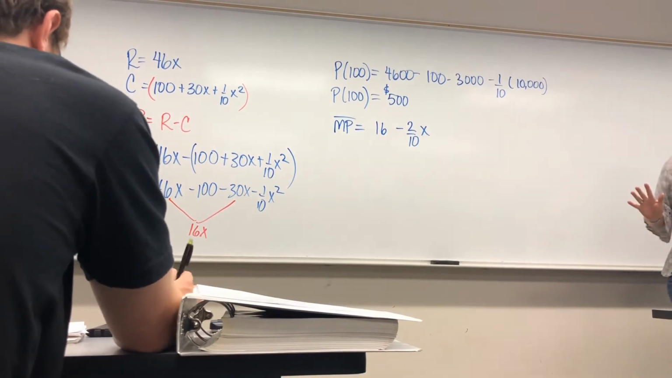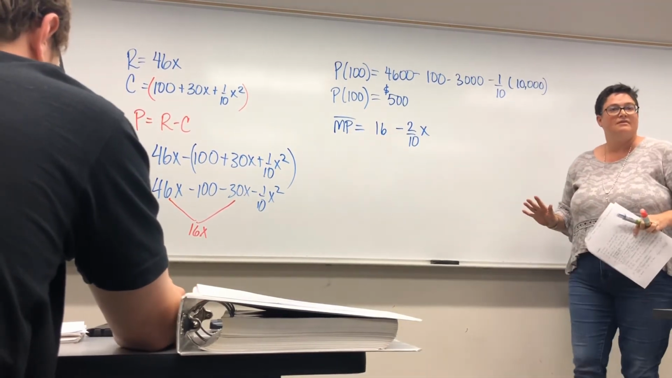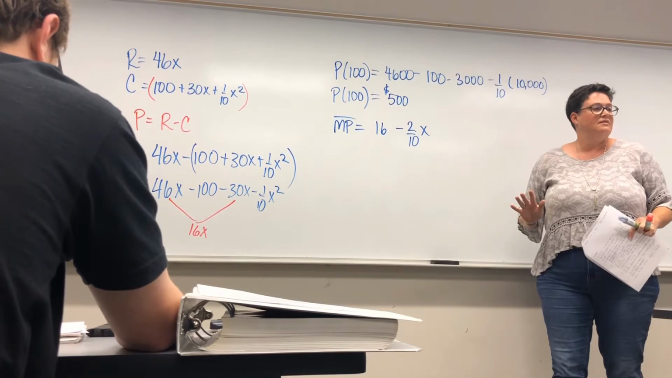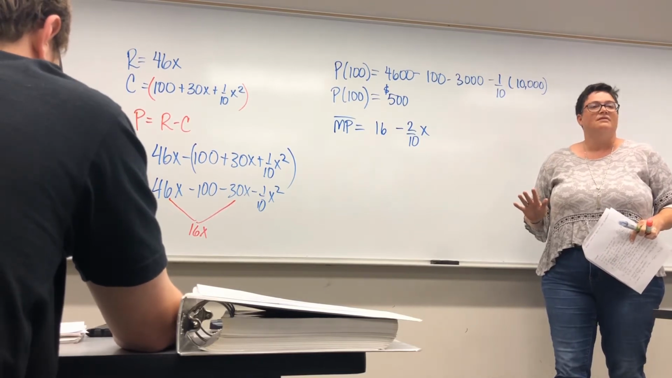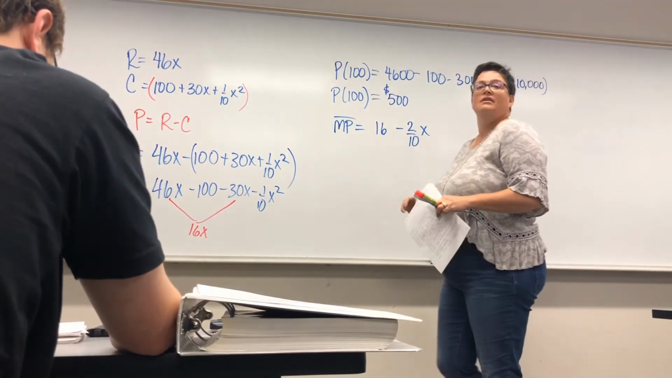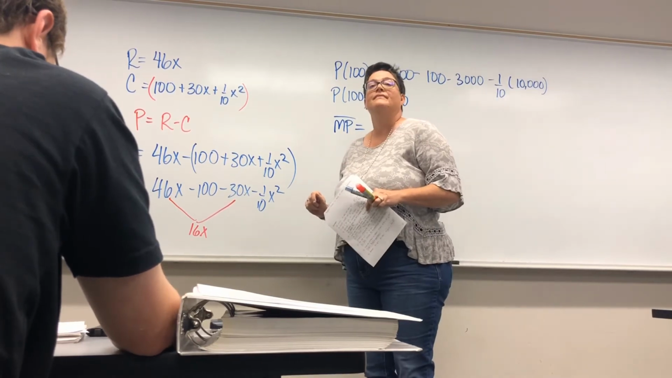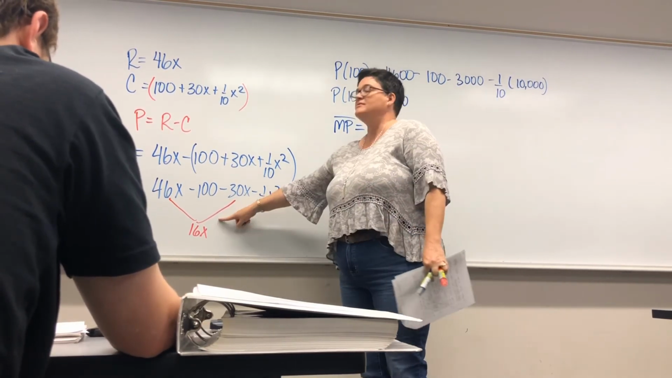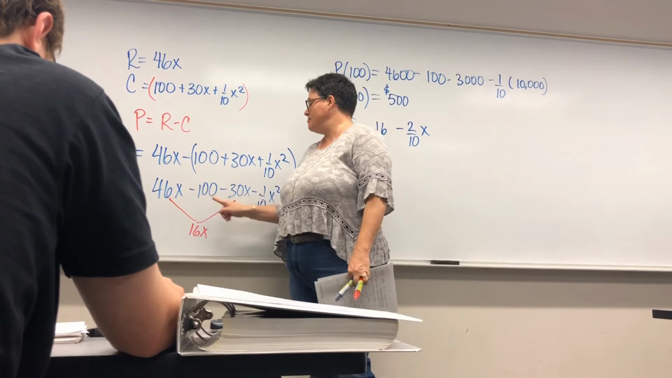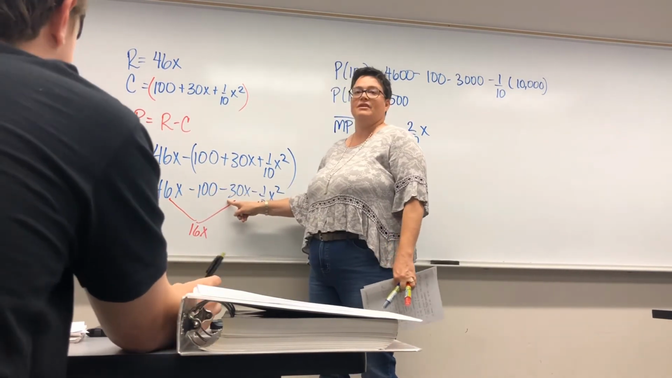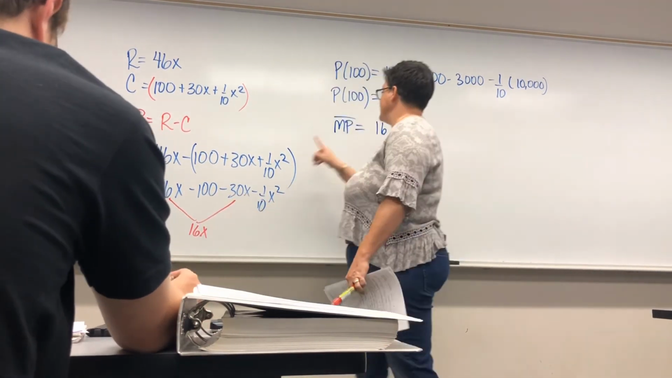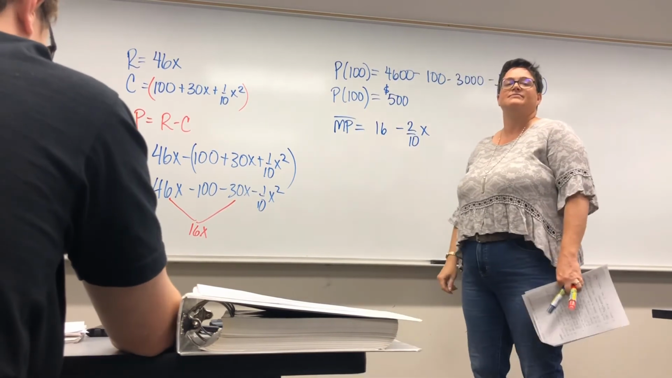Okay, so everyone cool with the derivative? You said you skipped a step, right? Yeah, I did. That was my naughty skip step, is I combined 46 and negative 30 to get 16x, and then I took the derivative of that. So that's where that 16 came from.